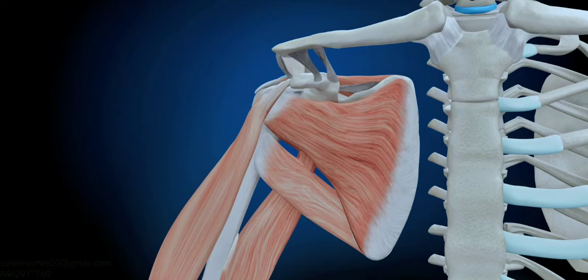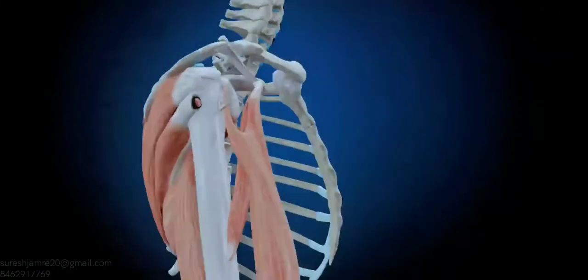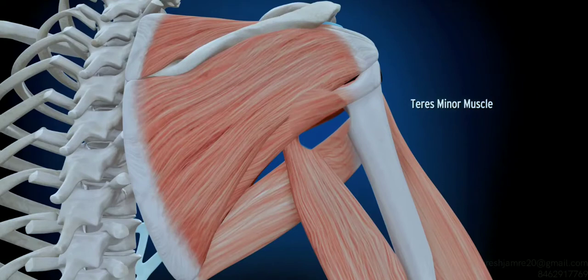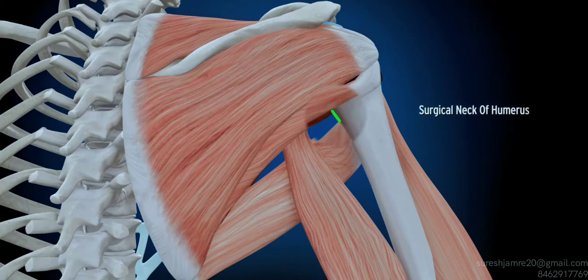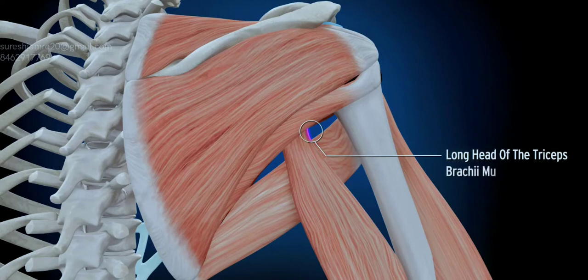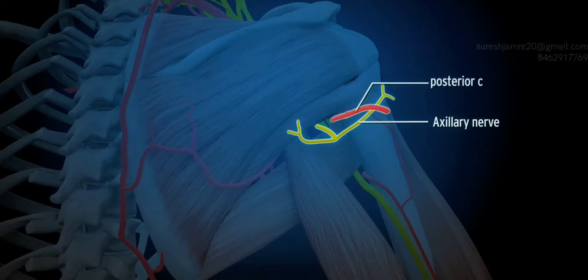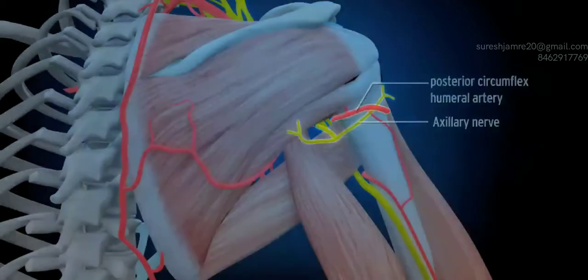Boundaries of the quadrangular space: superiorly by the inferior margin of the subscapularis muscle from the anterior aspect, and the teres minor muscle in the posterior aspect. Laterally by the surgical neck of the humerus. Inferiorly by the superior margin of the teres major muscle and medially by the lateral margin of the long head of the triceps brachii muscle. Contents: the axillary nerve and the posterior circumflex humeral artery and vein pass through this space.